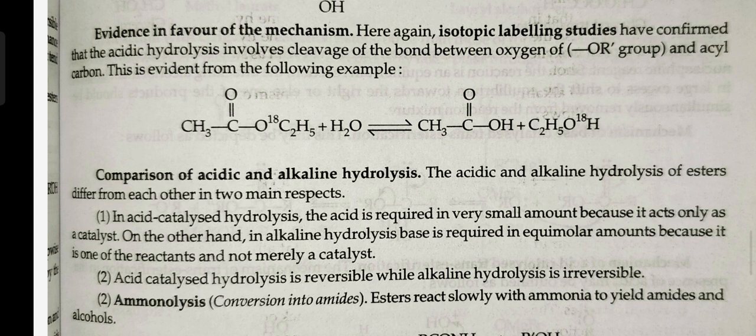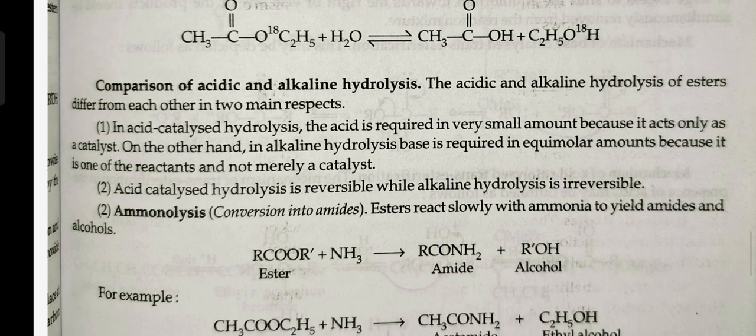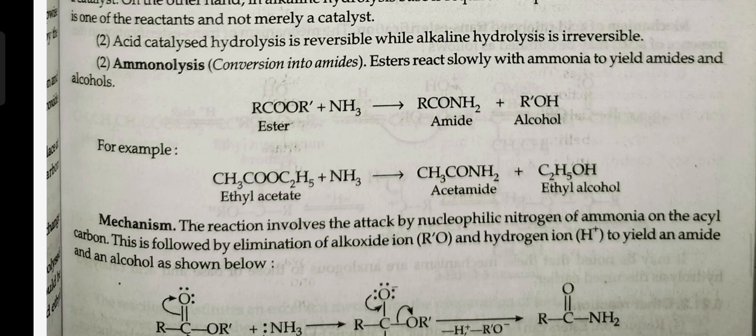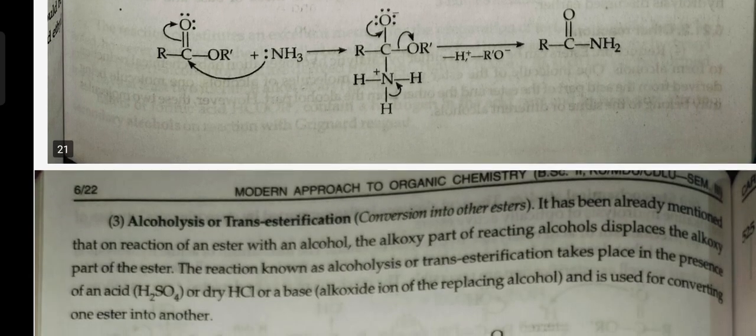Second, aminolysis. Esters react slowly with ammonia to yield amides and alcohols. Mechanism: the reaction involves attack by the nucleophilic nitrogen of ammonia on the acyl carbon. This is followed by elimination of alkoxide ion and hydrogen ion to yield an amide and an alcohol as shown below. Third, alcoholysis or trans-esterification.